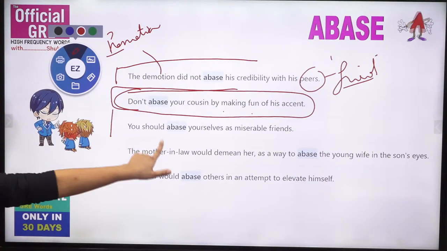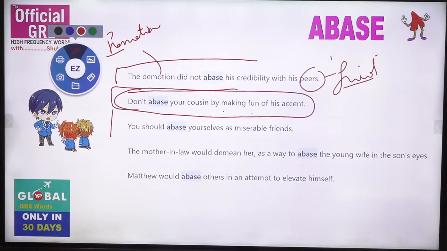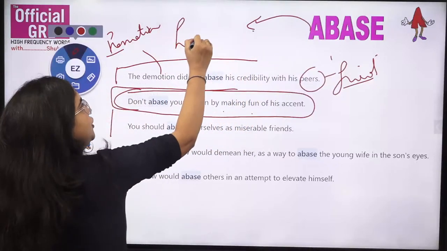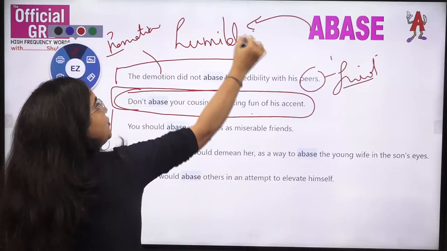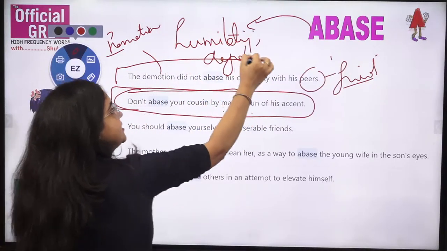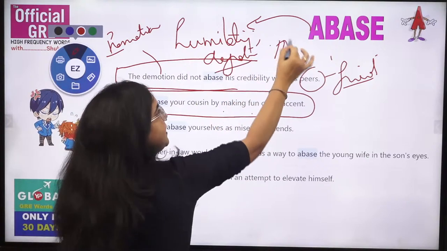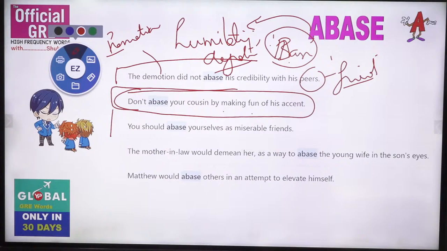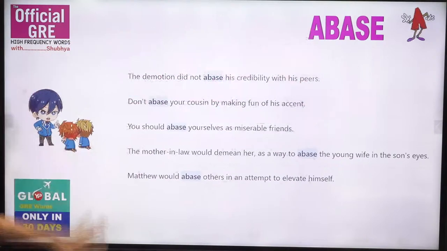You should abase yourselves as miserable friends. So this is what actually is the meaning of abase. Putting an end to the first word, it is humiliating someone, or you can say degrading someone. Kisi ko uske base neecha dikhana is termed as abase. That was the very first word. I hope it is clear.